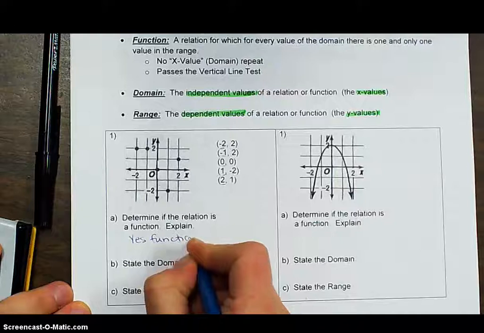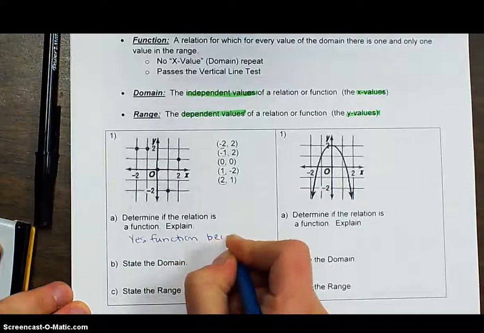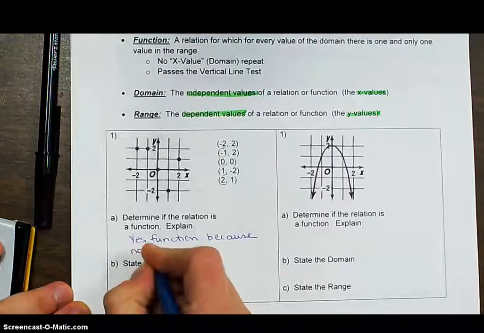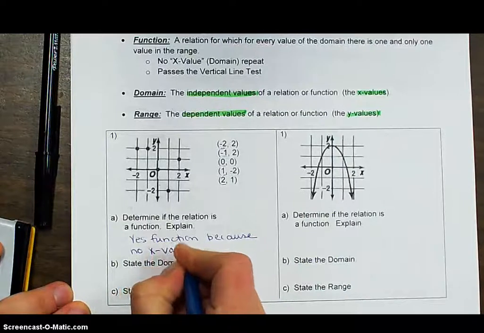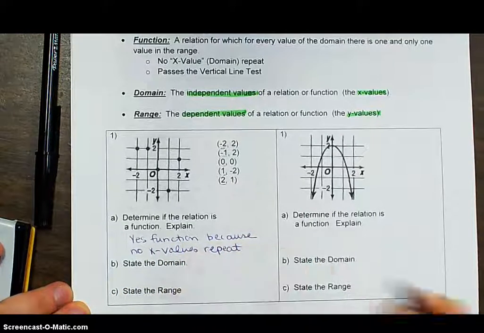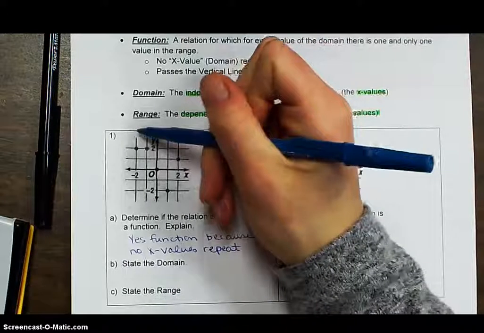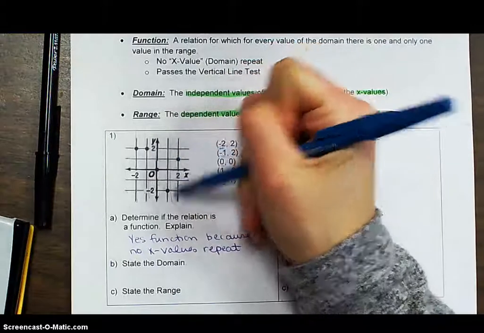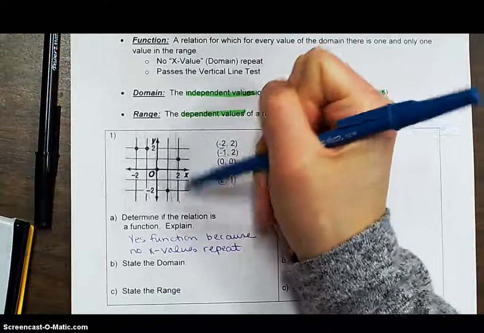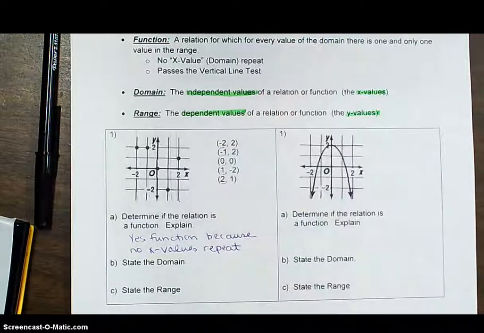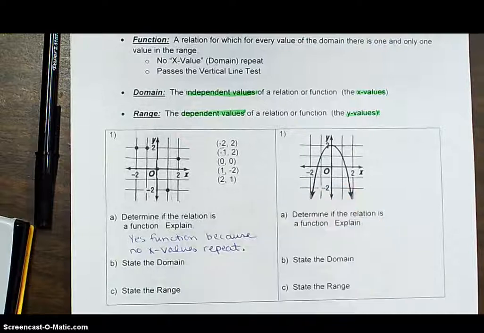function, because no x values repeat. We could also look at the graph, and I could draw vertical lines anywhere on this graph, and every single vertical line will only hit one single point. It will never hit 2 points. It would also pass the vertical line test.